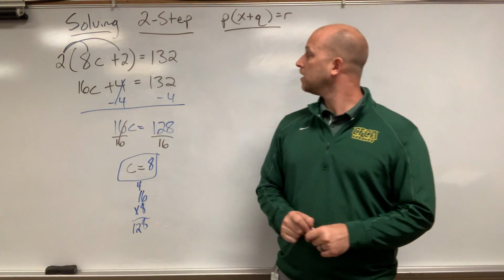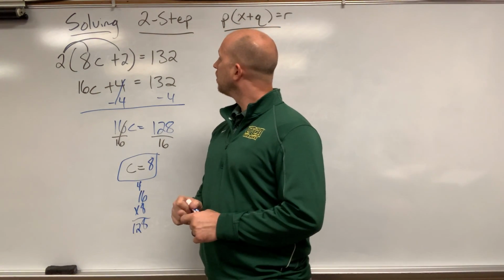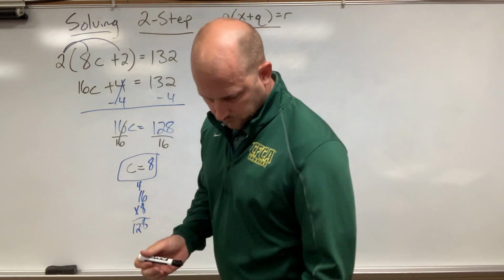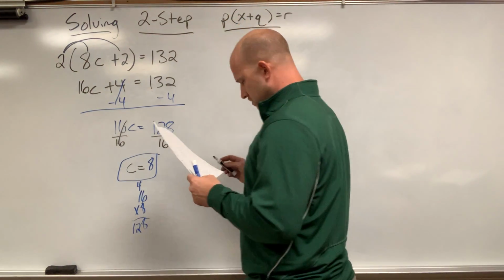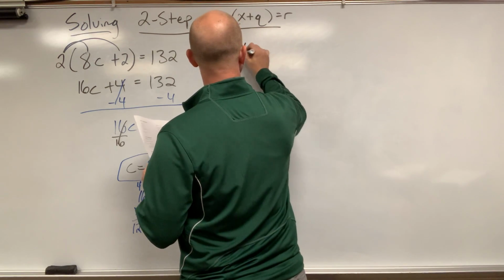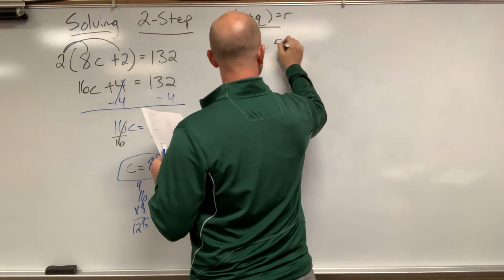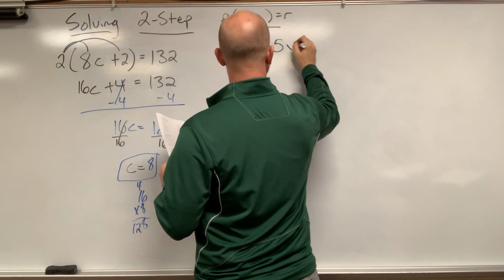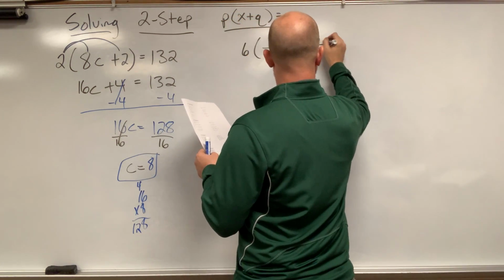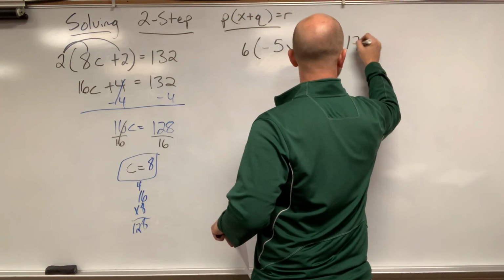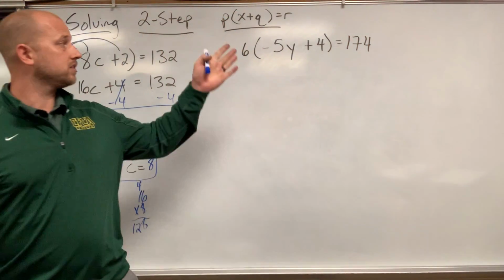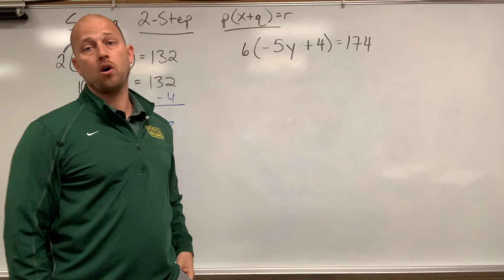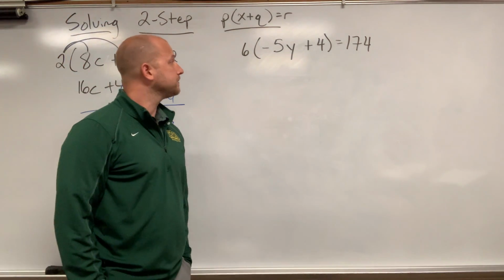All right, so hopefully you got that. C equals 8. Let's keep going. Here we go, 6 times negative 5, let's go with a y, plus 4 equals 174. All right, there's that one. Again, start with distributing and then solve. Go ahead.